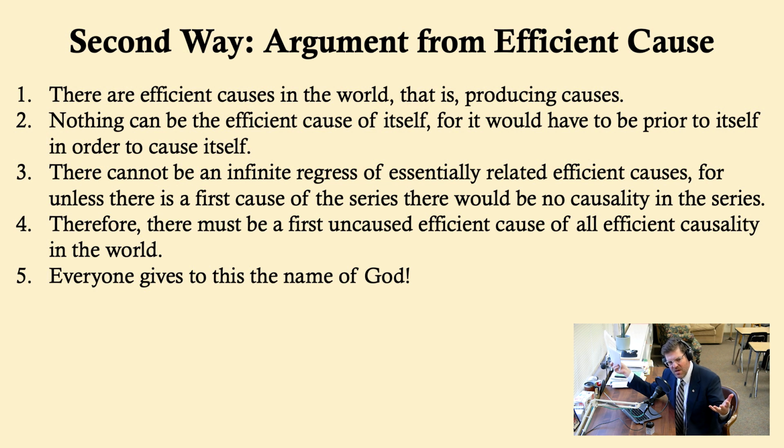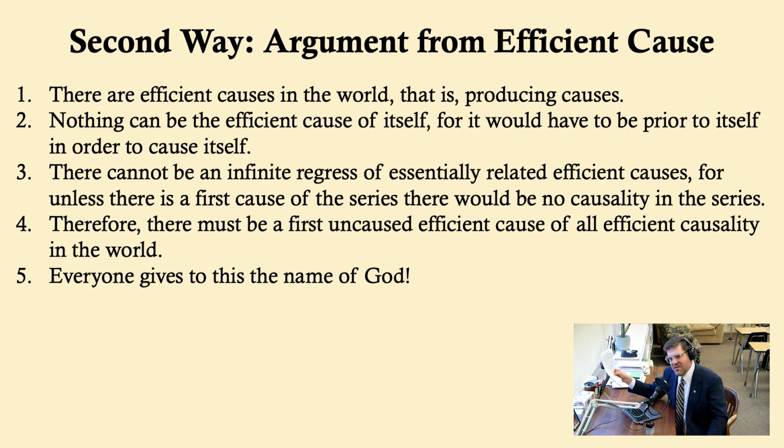Something has to have created the egg. You had to have the chicken to produce the egg itself. The egg can't just, boom, appear out of nothing, ex nihilo, right? Nothing can be the efficient cause of itself. It has to be prior to itself in order to cause itself. And there cannot be an infinite regress of efficient causes.